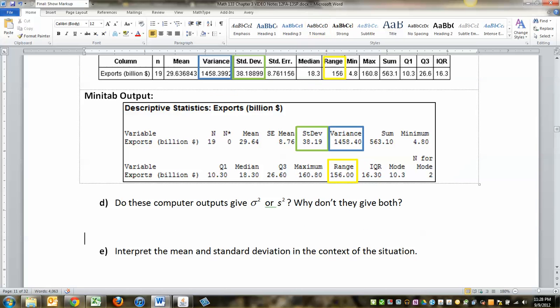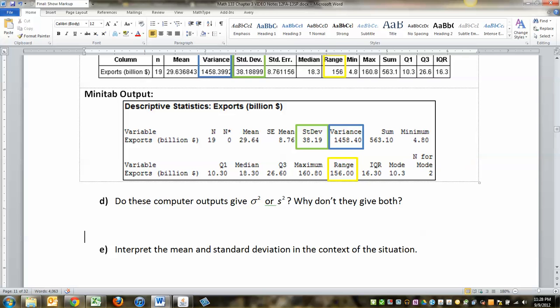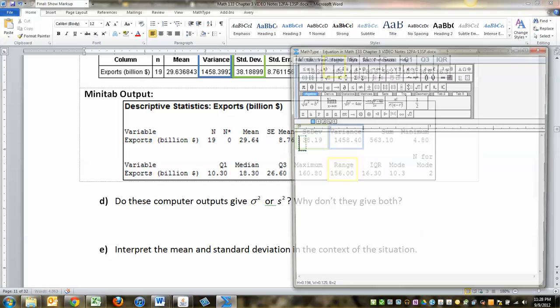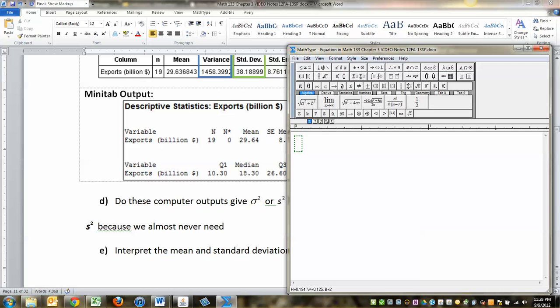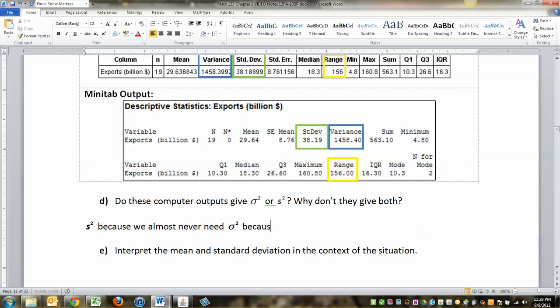Okay, so do those computer outputs give us sigma squared or s squared? And the answer to that is a big ol' s squared, right? Why? Well, because we almost never need sigma squared, because we almost never have all the data for the whole population.